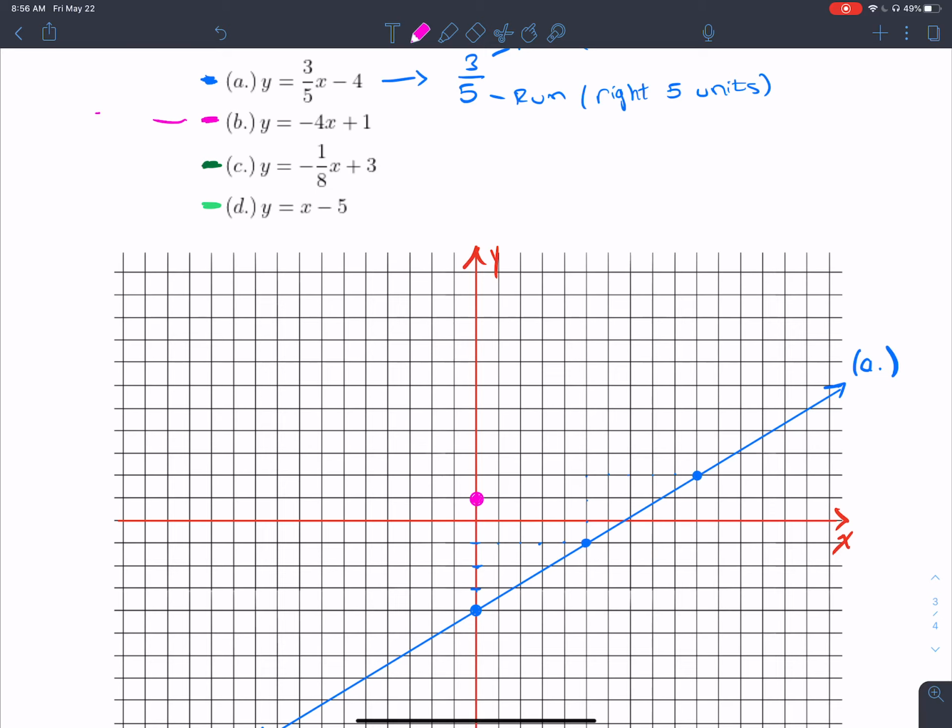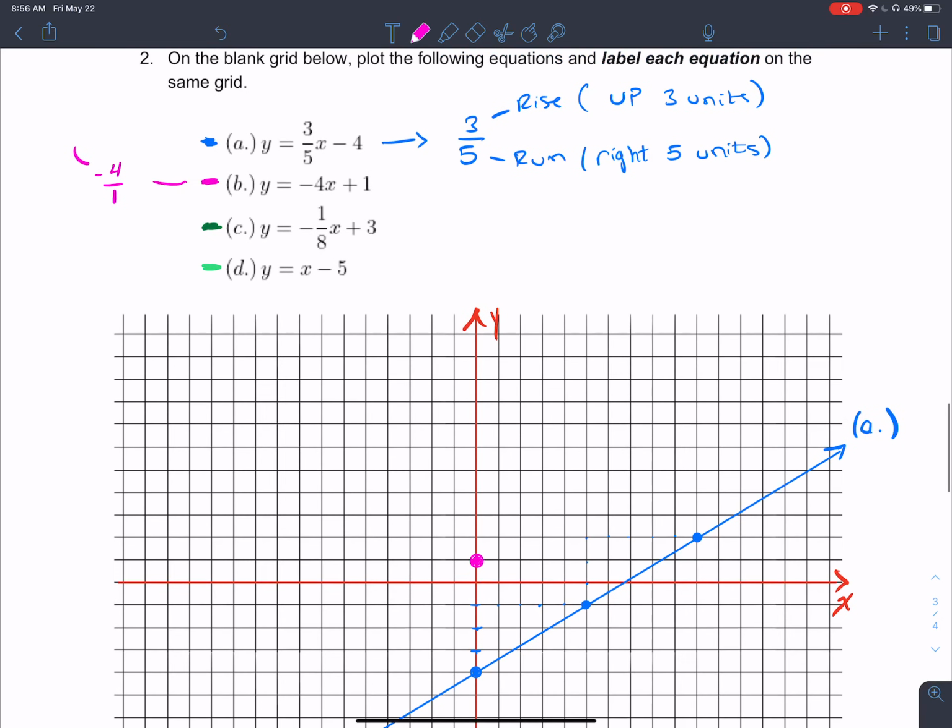For B, it looks like we don't have a rise over run, right? Because it's just -4. But remember, we could turn that into a fraction. And all that fraction means is that it doesn't matter which one you put the negative on. So it could be a -4, it could be a -1. Let's do it opposite this time. Let's go up 4 units, and then instead of going to the right 1 unit, we'll go to the left 1 unit. Because it's negative, right? We need to go into the negative direction.